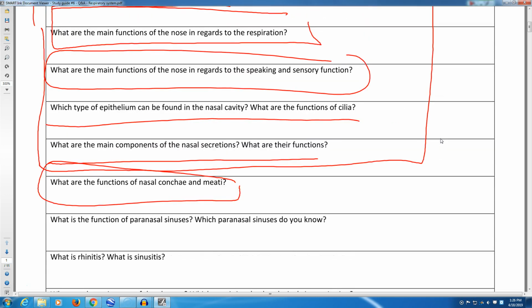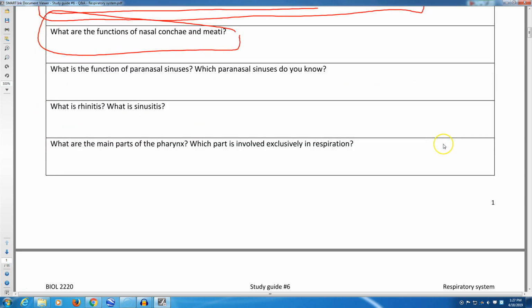Again, please be able to answer if I ask you which of the following is not a part of the internal nose. You have to pick something like ala, or the bridge, or the philtrum, right? And please know which structures increase the surface of the nasal cavity: meatae and conchae. I cannot stress it enough.